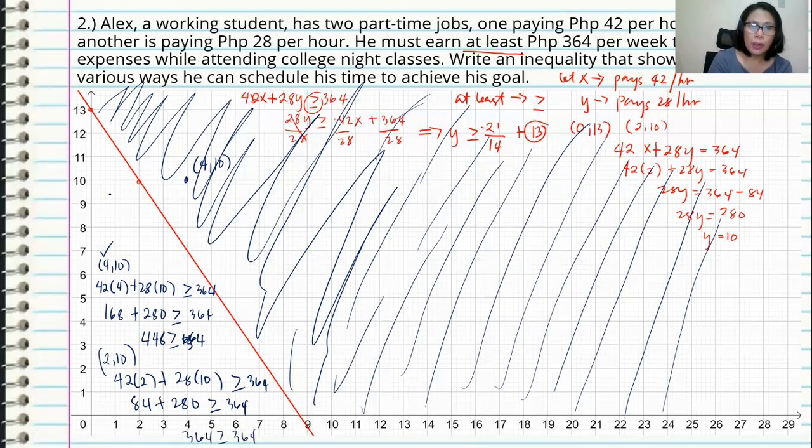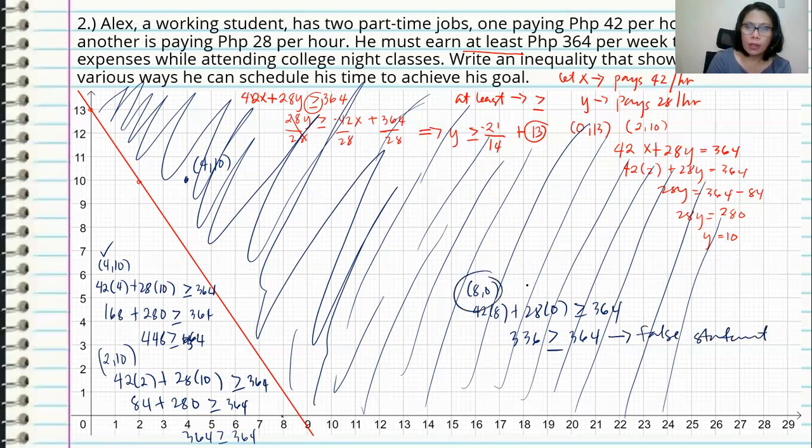Now, if we're going to consider a point which is beyond the solution set, like if we're going to consider (8, 0) here, okay? So if we substitute (8, 0), this is 42 times 8 plus 28 times 0 is greater than or equal to 364. So 42 times 8 equals 336. And is 336 greater than or equal to 364? So this leads to a false statement since (8, 0) is not a possible solution for this inequality.